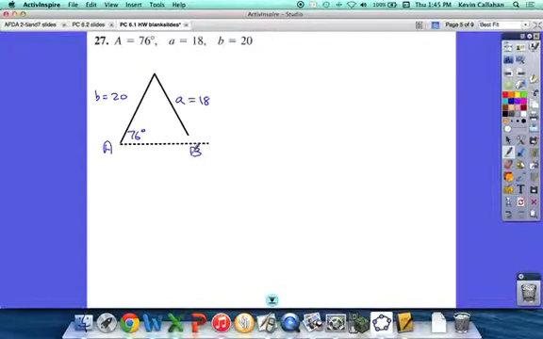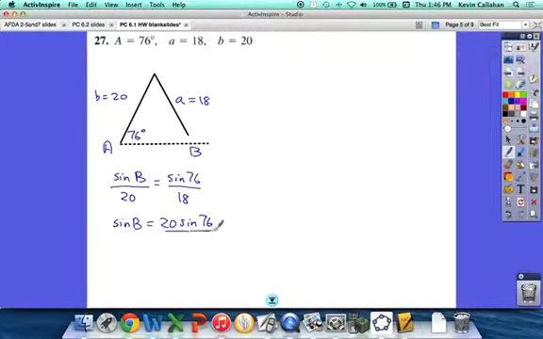I remember that you get two answers if A is less than B, which it is, and A is also greater than the height of the triangle. And I don't know that for sure. I could figure it out, but I don't really care. I'm just going to go ahead and do it because that's the way I usually do these. If you find it easier to find the H, then by all means you could do that. So let me find the sine of B over 20 equals the sine of 76 over 18. So sine of B equals 20 times the sine of 76 divided by 18.